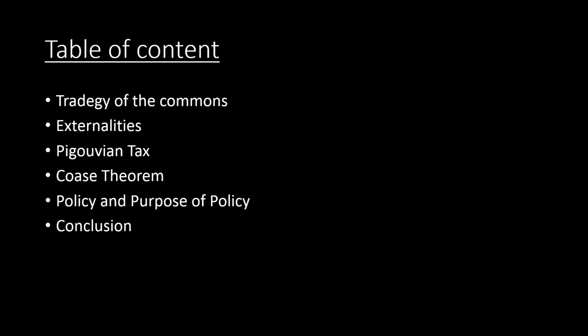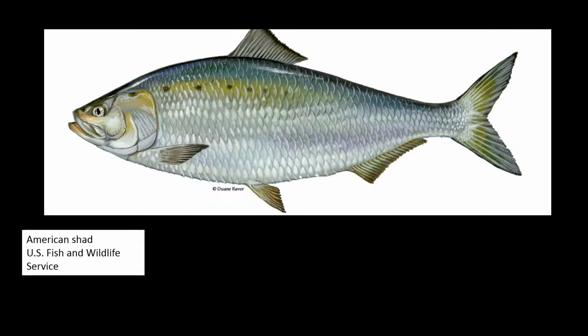What is within this presentation? The table of contents: tragedy of the commons, externalities, Pigovian tax, Coase's theorem, policy and purpose of policy, and conclusion. Fish, our sea source of protein.